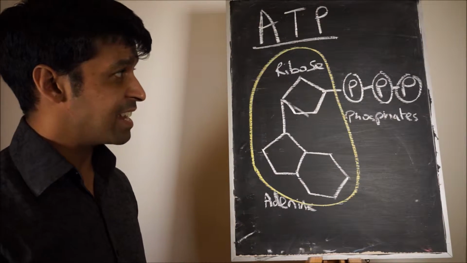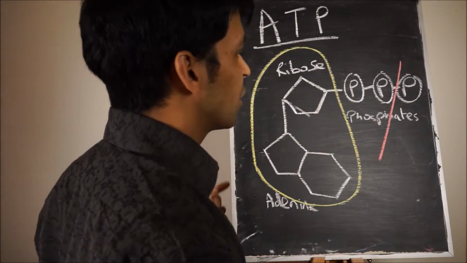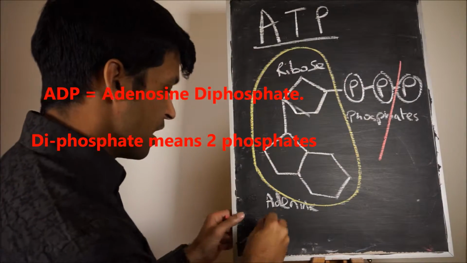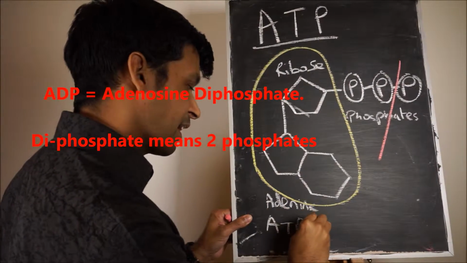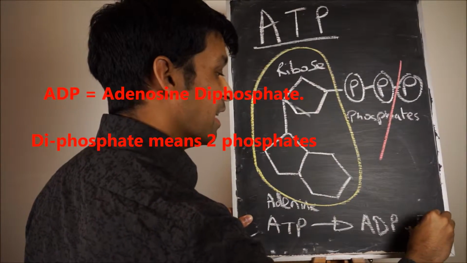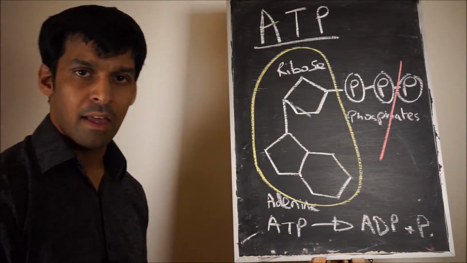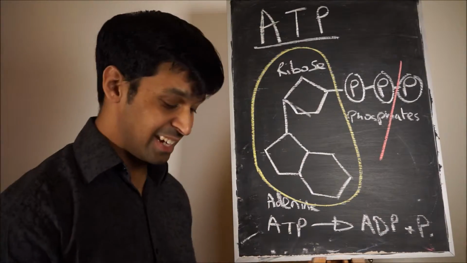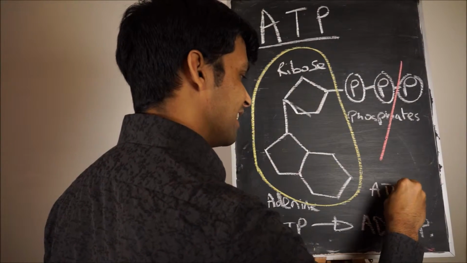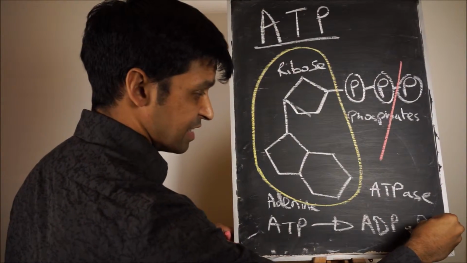Now the way it releases energy is this bond gets broken here. So you end up with ADP plus Pi. So let's just write that down. So you have ATP and it gets converted to ADP plus Pi. Okay, and that releases energy. This requires an enzyme called ATPase. So let's write that just here, ATPase. And obviously this is what releases energy.